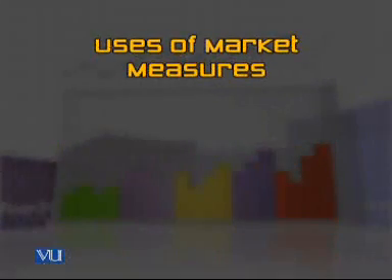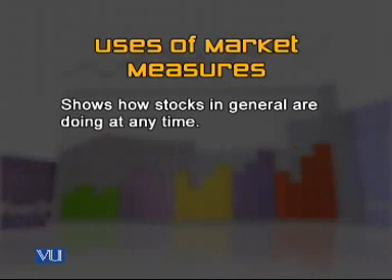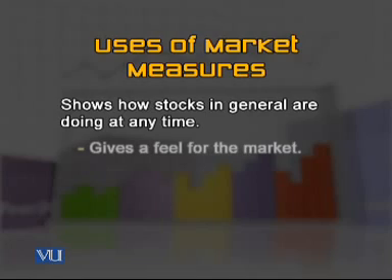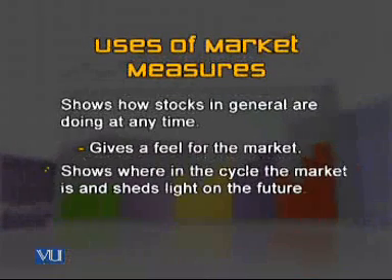Now, one of the uses of a market measure is that it shows how stocks in general are doing at any given time. What does it all mean? It gives you a feel of the market, how the market is behaving or reacting, whether it's healthy, whether it's weak, whether it's bullish, whether it's bearish, whether it's up, or whether it's down. You feel the market through market indices. They show where in the cycle the market is and shed light on the future. That's the use of a market index.